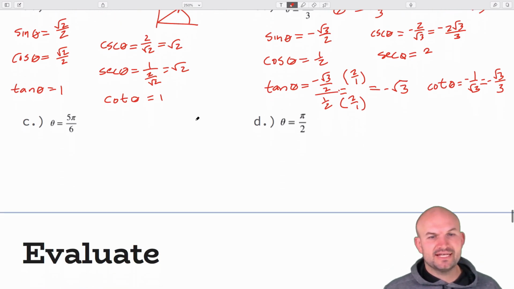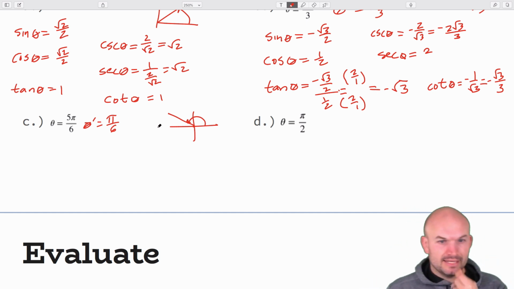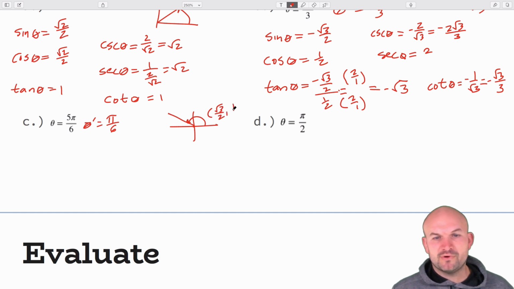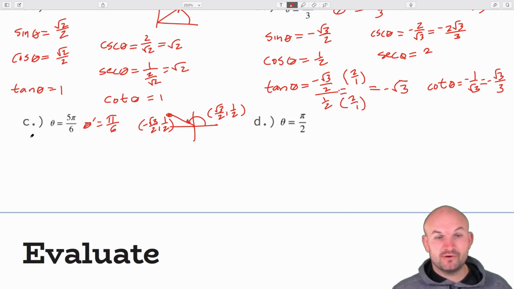All right, next one is 5 pi over 6. So again, that's going to be that angle right there. We can say that theta prime is equal to pi over 6, which in the first quadrant gives us square root of 3 over 2, comma 1/2. Yet we're dealing with this point right here, which is going to be negative square root of 3 over 2, comma 1/2. So therefore, now let's go ahead and evaluate our 6 trig functions.